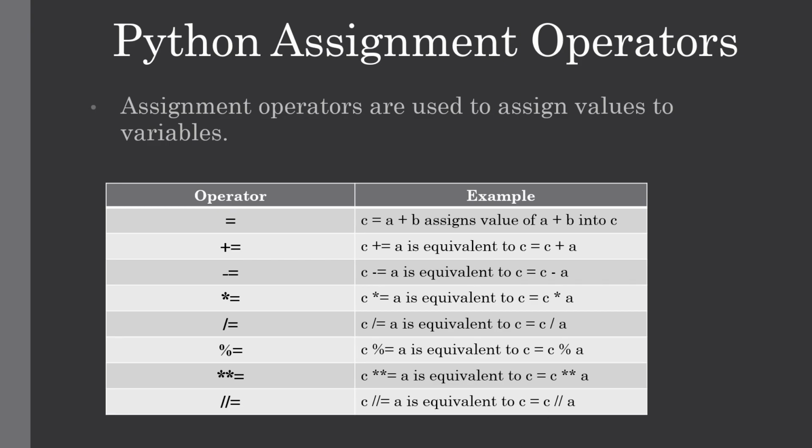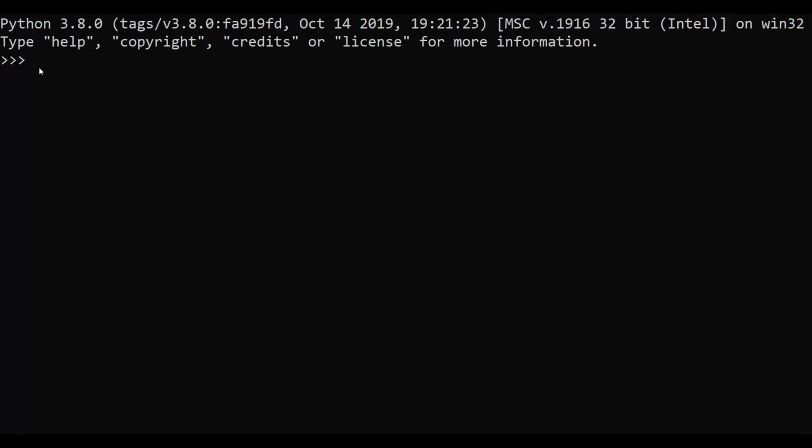And now we will see how to use these assignment operators with some simple exercise. This is the Python command line, and for this exercise we will create three variables and assign some integer values to them. So our first will be a = 20, b = 15 and c = 0. So these are our three variables.